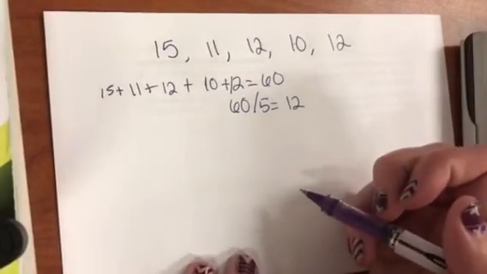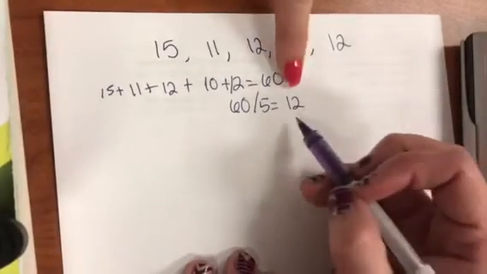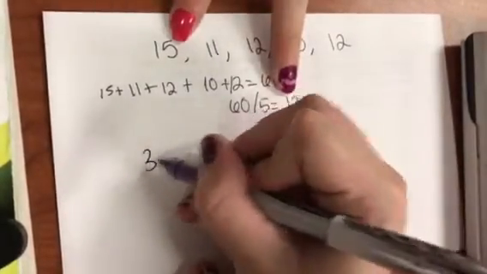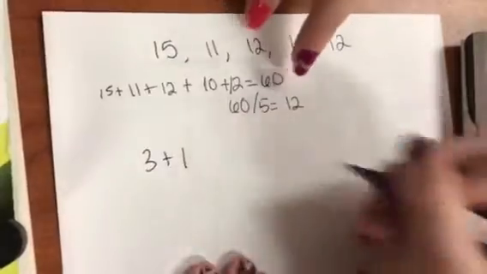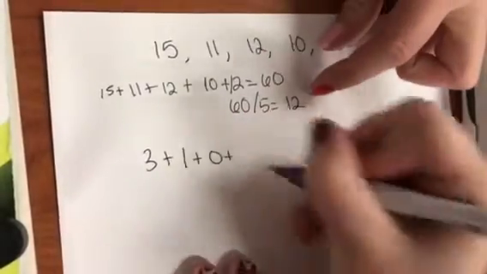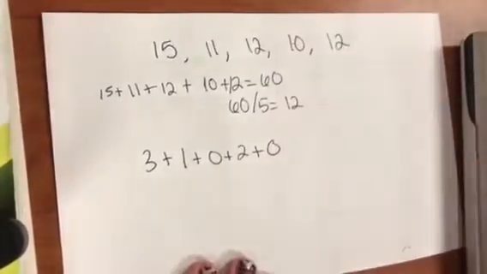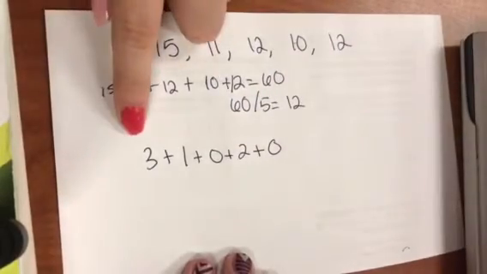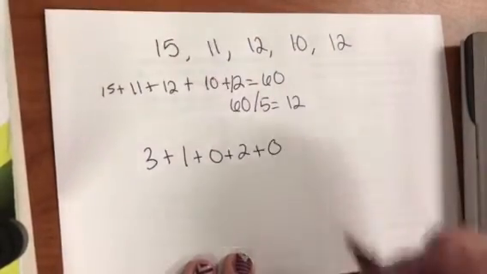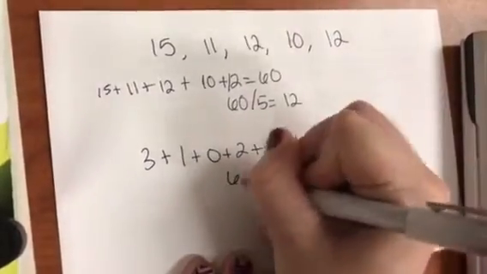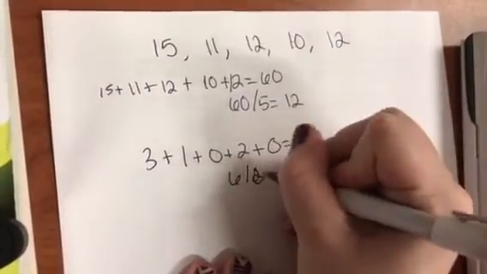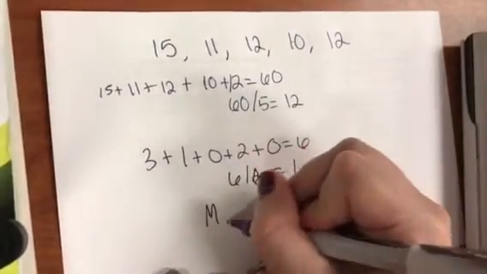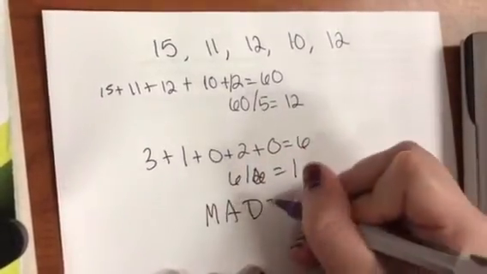Now we just go and find the difference between the mean and each data point. So that's 3. This is 1. This is 0. This is 2. And then that's 0. Oh, that's easy. I can do that in my head. Now we find the average. 3, 4, 5, 6. So 6 divided by 5 equals 1. So my mean absolute deviation equals 1.